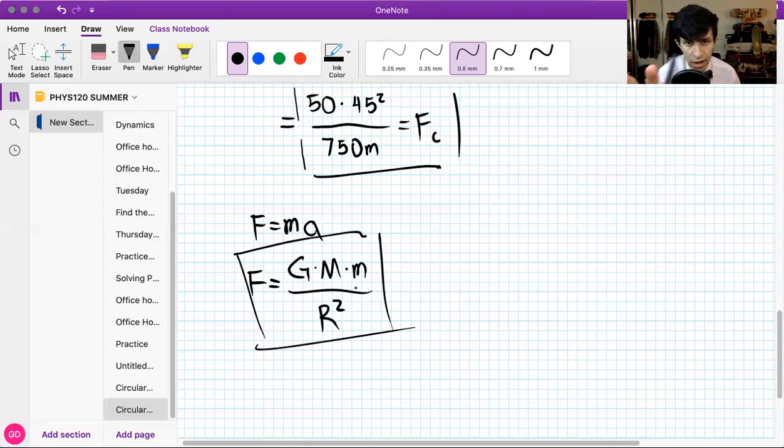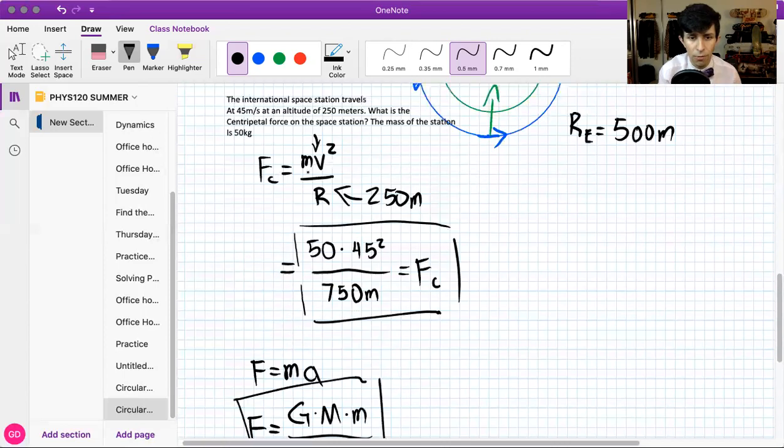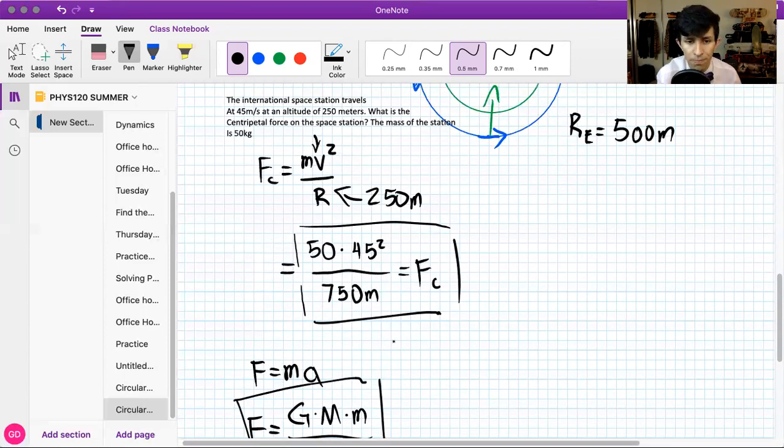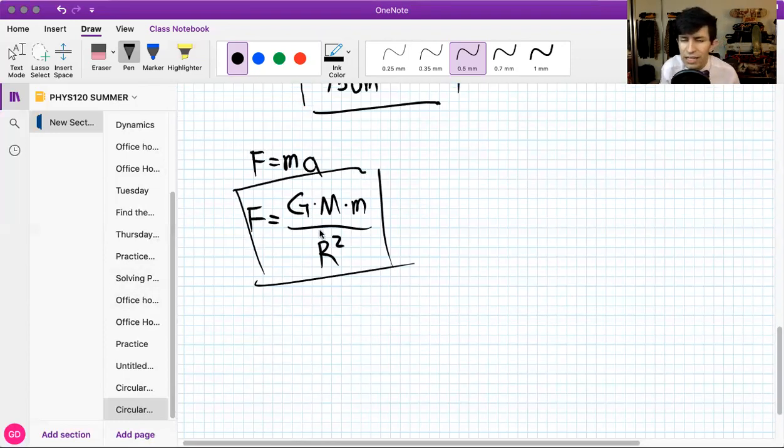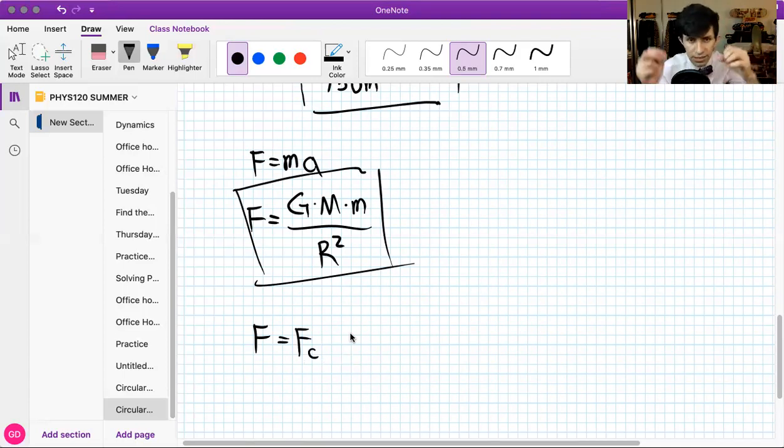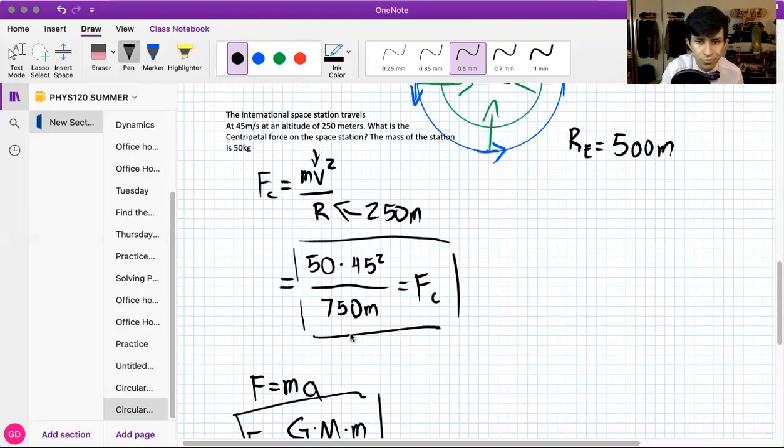Okay, now I'm going to combine these two equations somehow, because the force, the standard force, the universal force of gravity, we can call this that equation, is equal to centripetal force. So if you have both, you have these two equations in your arsenal of tools, they're both equal to each other. So here's how you might apply this equation.